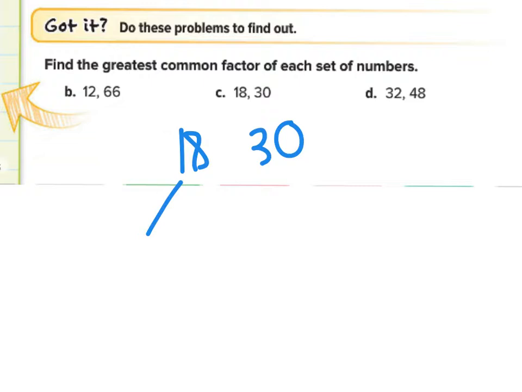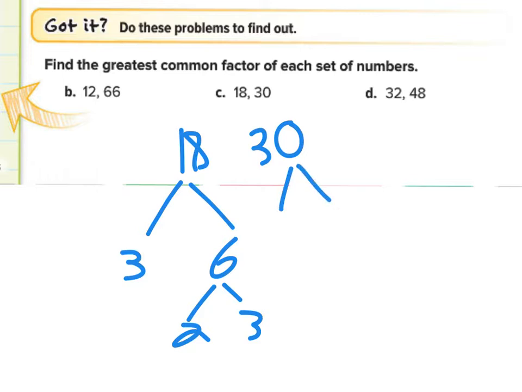Factors of 18. What 2 numbers multiply to make 18? I have a 3 and a 6, correct? And then I have a 2 and a 3. You see that? 3 times 6 is 18. I have 3, this is a prime number, I can't break it down anymore, but 6 is 2 times 3. Good. All right, for 30.